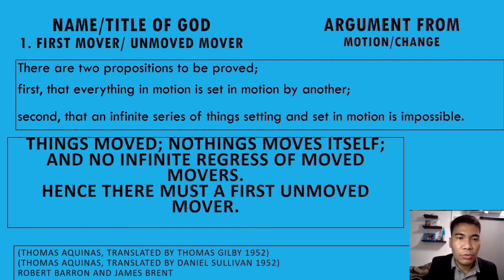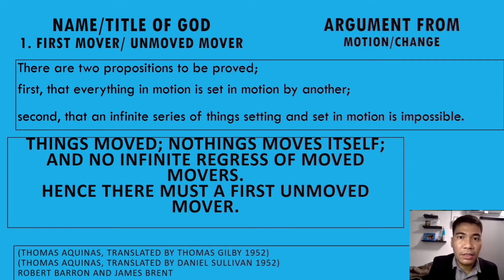Second, that an infinite series or infinite regress of things setting and set in motion is impossible. It is illogical, even science would agree to this, it's not correct to have an infinite series or infinite regression or an unending series of one thing moving or moved by another. Here we imagine the domino tiles moved by a tile behind it, or for example the billiard ball moving because it is hit by the cue ball and the stroke of the player, or the world itself rotating on its own axis and revolving around the sun.